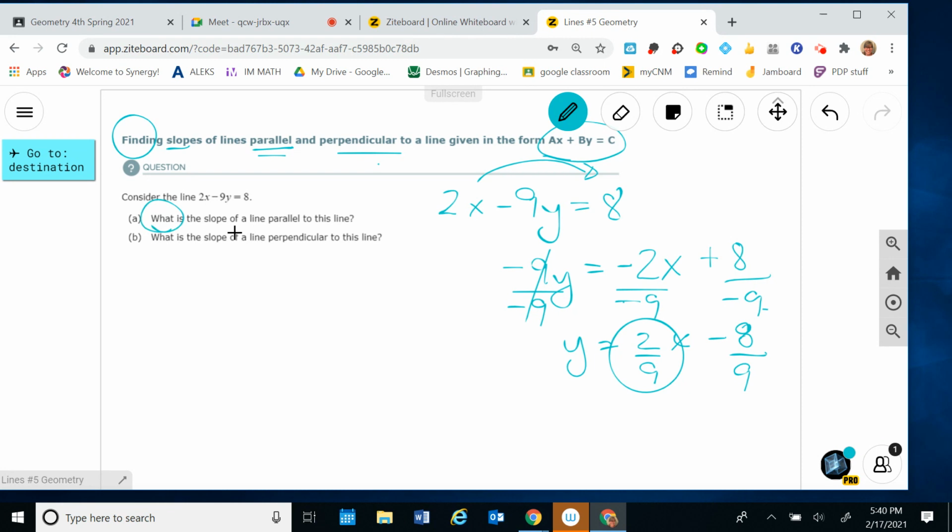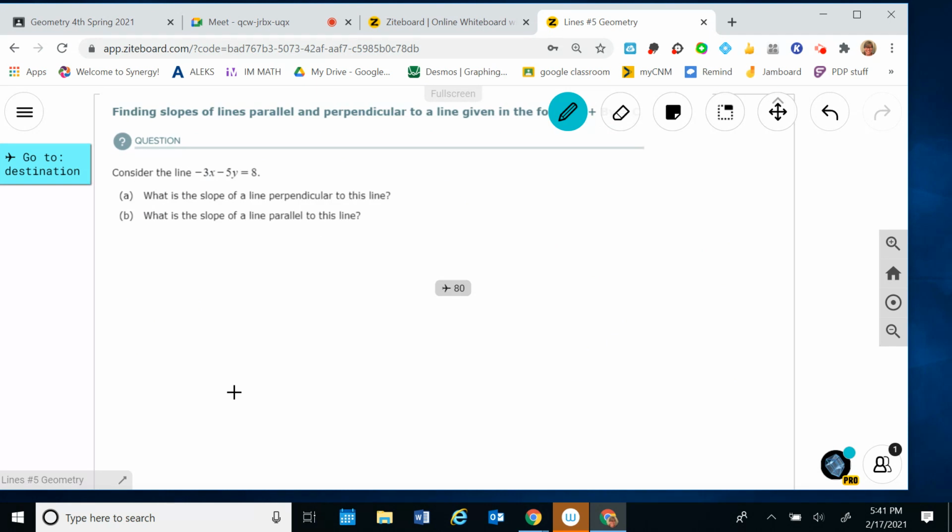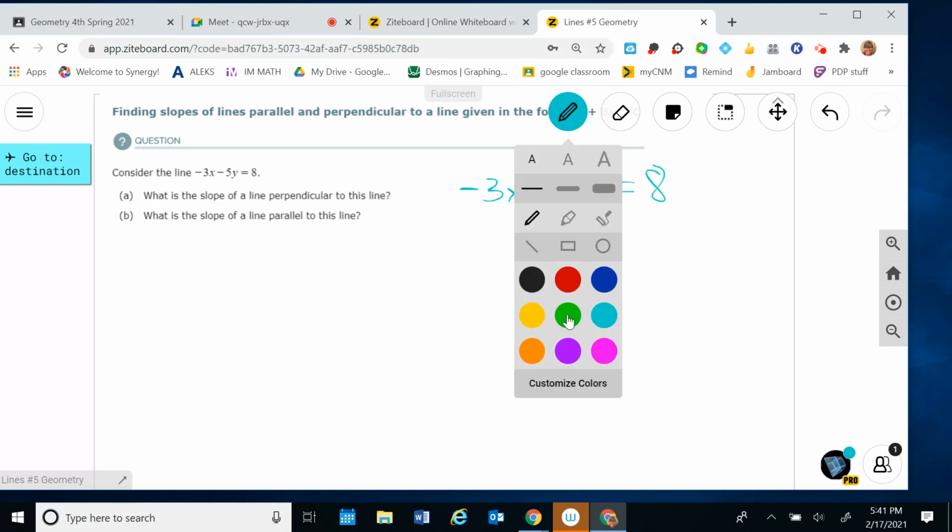It says, what is the slope of the line parallel? 2/9. It's the same. Perpendicular, negative 9/2. Flip it and reverse the sign, okay? Make a note of it, whatever you need to do. Let's try this one. Again, go ahead and pause it and try it yourself, okay?